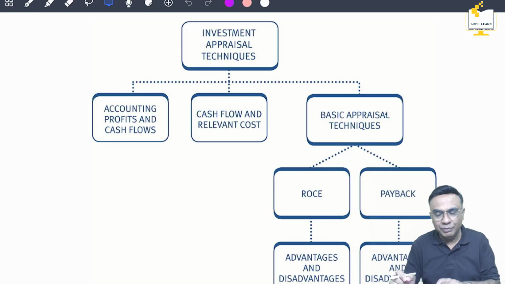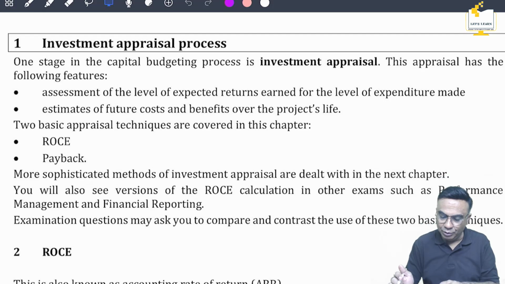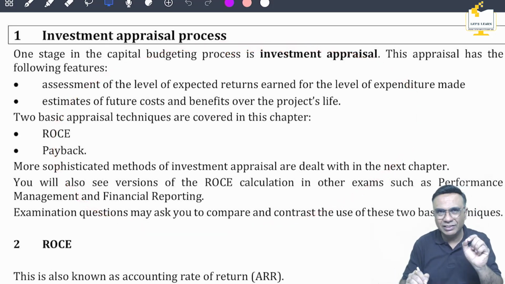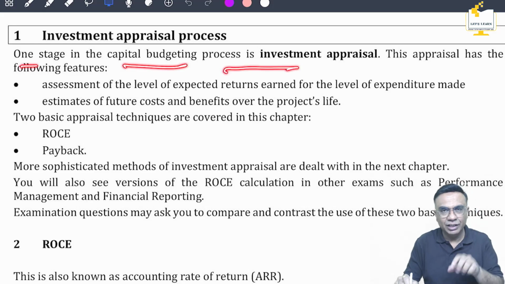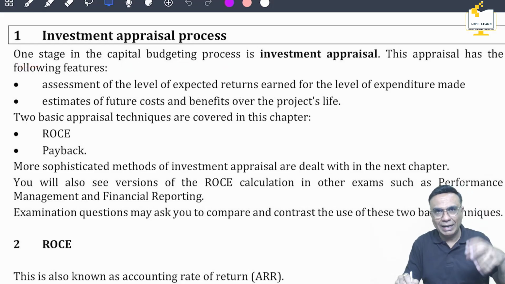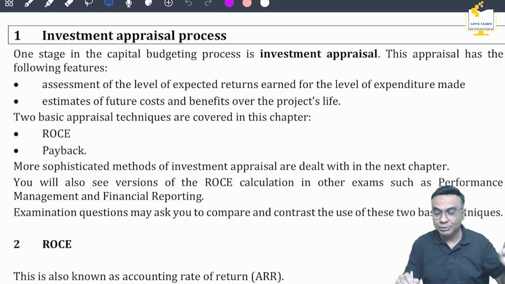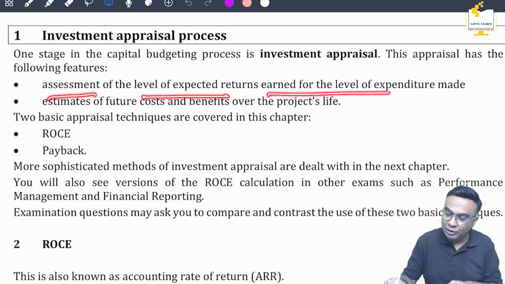Let us start with ROCE directly. Let us not waste time. Okay, now, what is ROCE? We have already discussed this, but still let us have a read. One stage in the capital budgeting process. Investment appraisal is also called capital budgeting, budgeting of capital expenditures. This appraisal has the following features: assessment of the level of expected return earned for the level of expenditure.